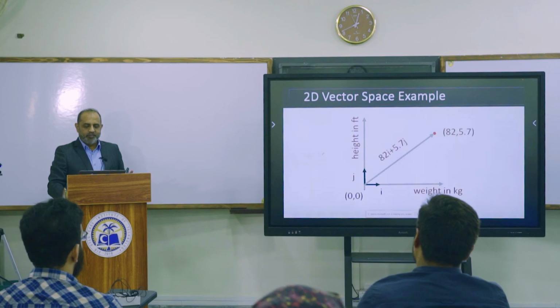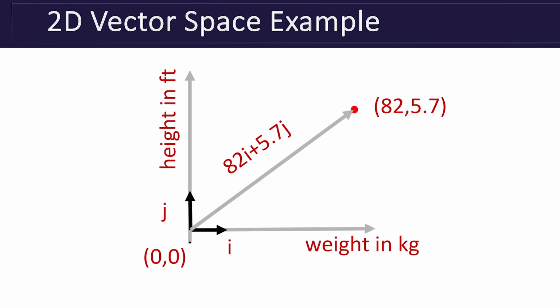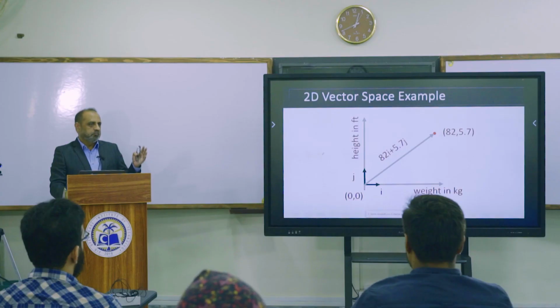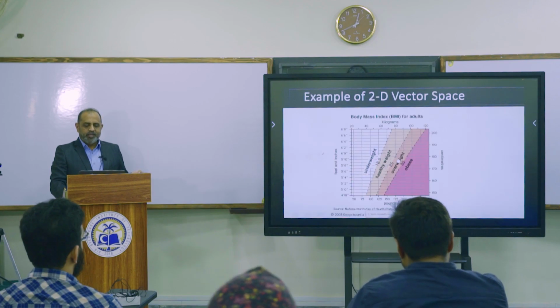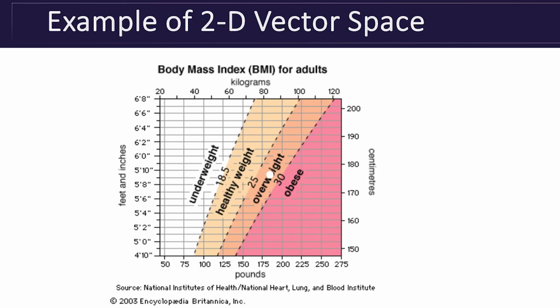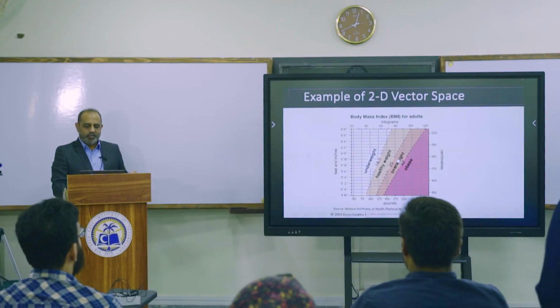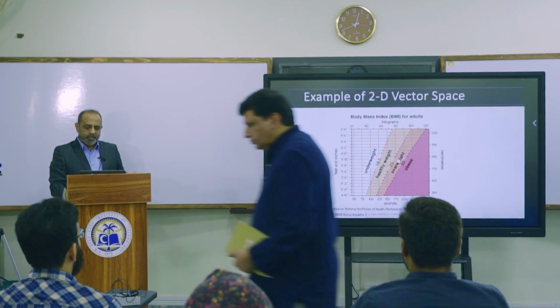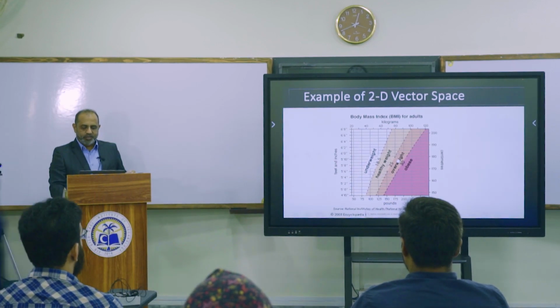So with your height and weight, if you are 82 kg and your height is 5'7", you are a point here. Then you can find out, because here is your height and your weight, whether you are overweight, or healthy weight, or underweight, or too overweight.